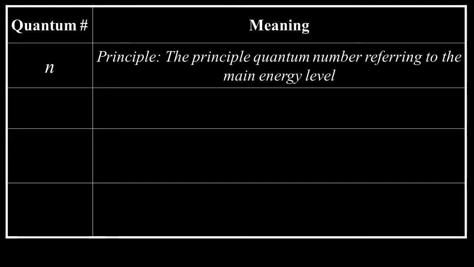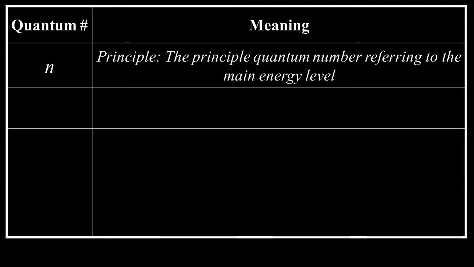In the Bohr model, you have distances away from the nucleus that electrons are orbiting. For instance, level 1 can hold 2 electrons. Level 2 can hold 8 electrons. Level 3 can hold 18 electrons from the equation 2n squared.